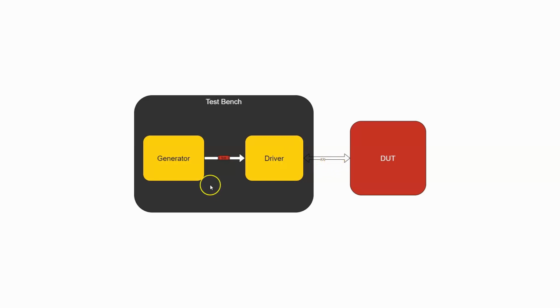So it might look like a lot of information, but if I say it in a simplified way, you need to write a generator class and a driver class and a transaction class as well. And finally, you need to use all these three classes to drive your DUT with valid input transactions. Now we will see the details.